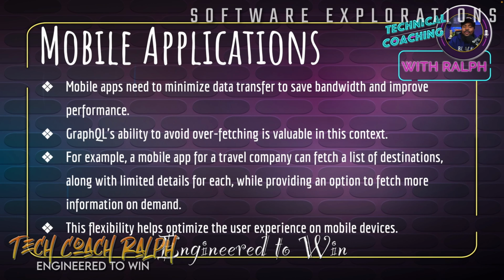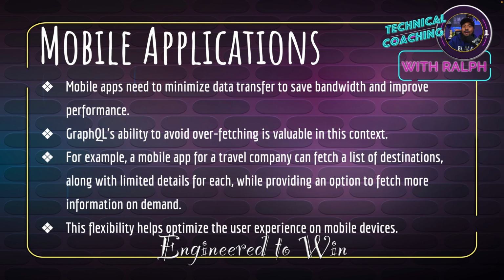Right? And one more example is mobile applications. Mobile apps need to minimize data transfer to save bandwidth and improve performance. Because on mobile, it's usually slower than if you have really fast broadband at home, or cable internet, or fiber, or whatever you might have. GraphQL's ability to avoid overfetching is valuable in this context. For example, a mobile app for a travel company can fetch a list of destinations along with limited details for each, while providing an option to fetch more information on demand. This flexibility helps optimize the user's experience on the mobile device. Speed is key.